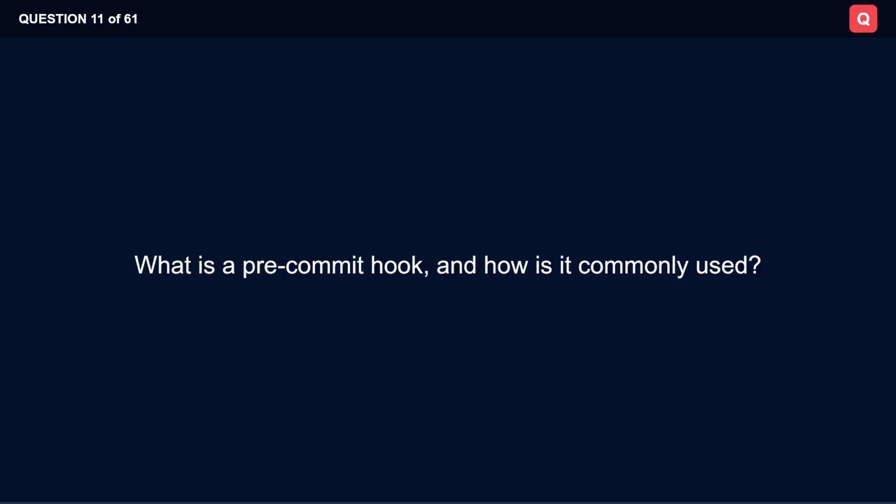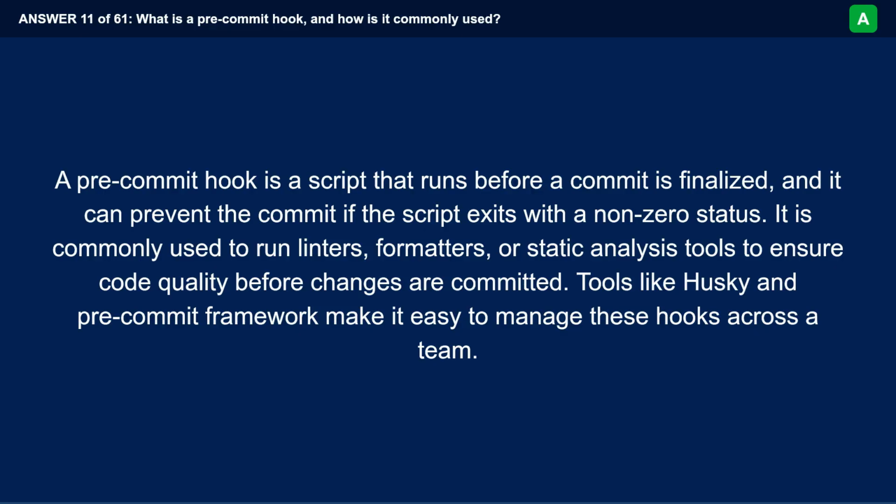What is a pre-commit hook, and how is it commonly used? A pre-commit hook is a script that runs before a commit is finalized, and it can prevent the commit if the script exits with a non-zero status. It is commonly used to run linters, formatters, or static analysis tools to ensure code quality before changes are committed. Tools like Husky and the pre-commit framework make it easy to manage these hooks across a team.